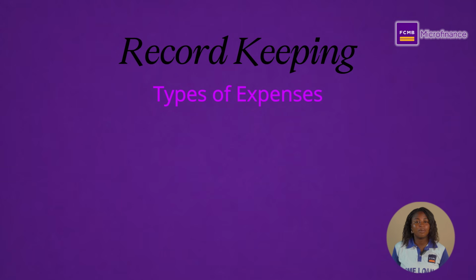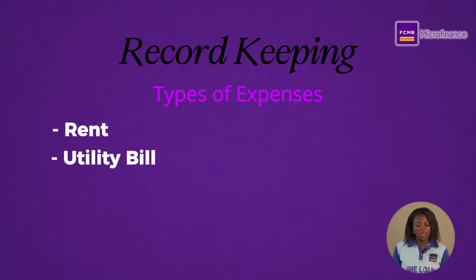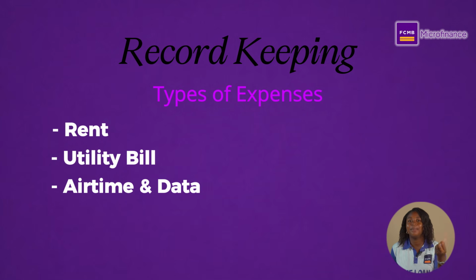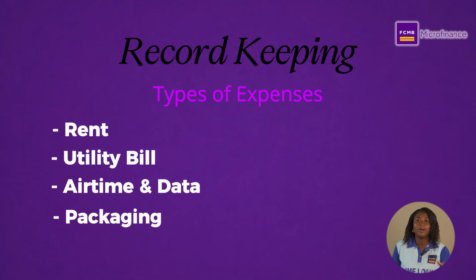Your rent is a type of expense. It is very important because you are paying rent for your shop. Your utility bill, light, water is also part of your expense. Your data, your airtime, the packaging, like you buy a black nylon, this nylon that Yoruba people call toromagi, you use it to pack your items for your customer. It is important that you note it as part of your expense, your transportation. All these things are important when it comes to expenses in your business.